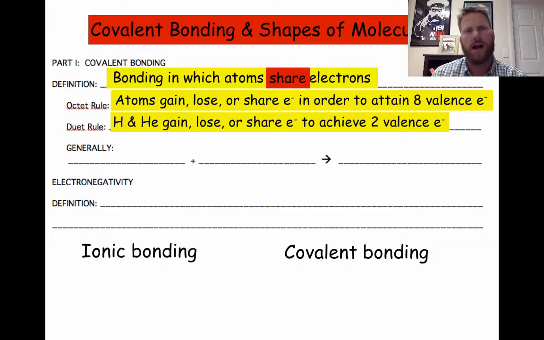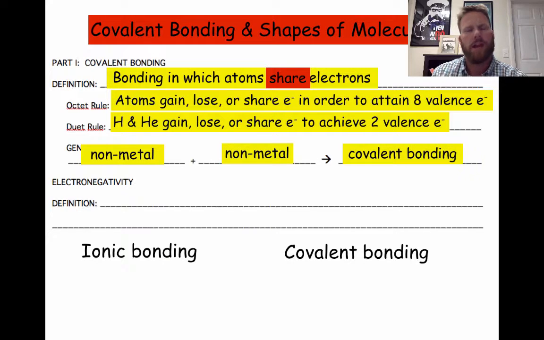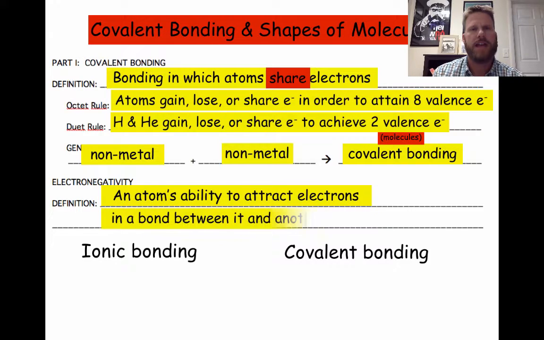So covalent bonds generally form between 2 nonmetals. So when 2 nonmetals bond, they form a covalent bond, and we call these substances molecules. So once again, we can use electronegativities from our periodic table to determine whether a bond is ionic or covalent. Remember that electronegativity is an atom's ability to attract electrons in a bond.